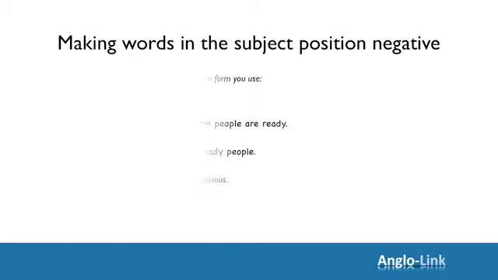Let's look at another group of words that you have to be careful with when you want to create a negative idea with them. Both, someone, and something. There is only one way of creating a negative idea here, and that's by using the opposite. The opposite of both is neither, someone, no one, and something, nothing.